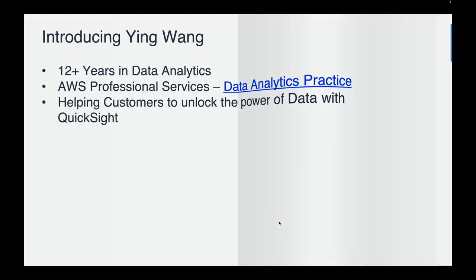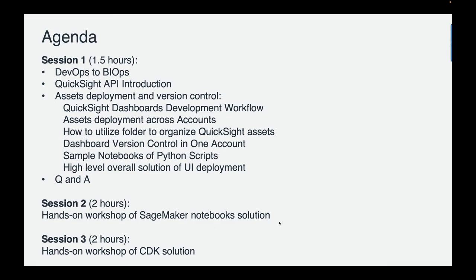And here's the agenda. As we already covered what we will talk about in the 3 different sessions about BI Ops, today is session 1 of BI Ops. We will go through what BI Ops means by using the DevOps concept. And we will do a high-level introduction of the QuickSight API. And then we will talk about asset deployment and version control by explaining the dashboard development workflow and also how we can do the asset deployment across different accounts, and a high-level introduction about the folder usage.